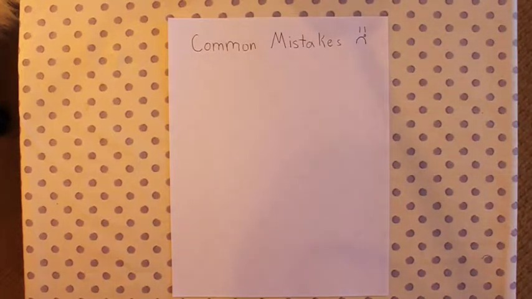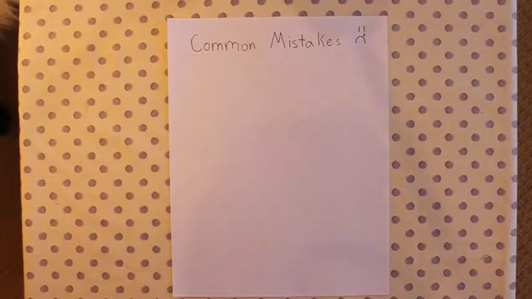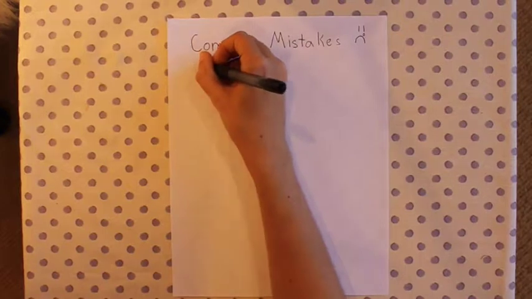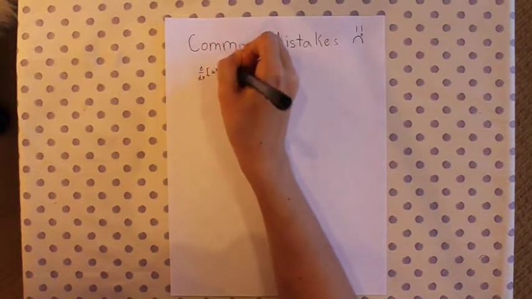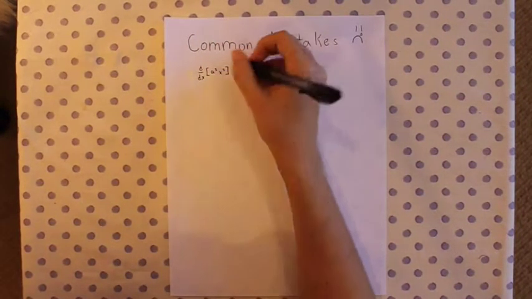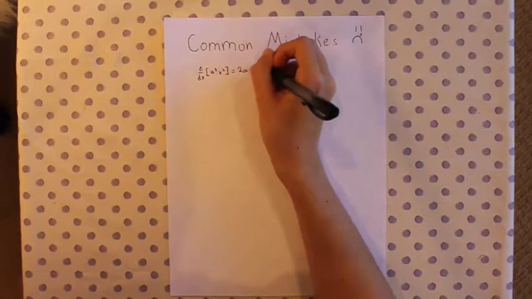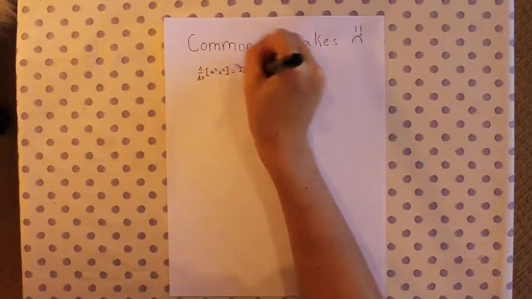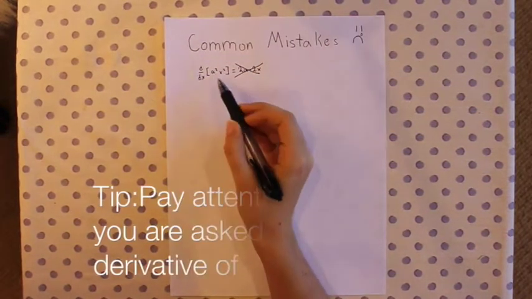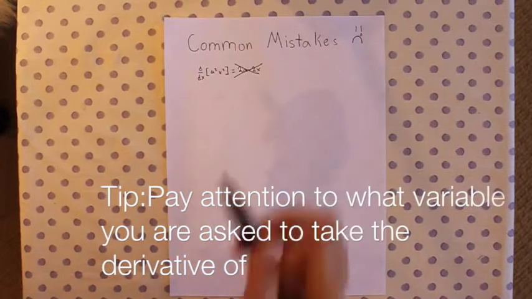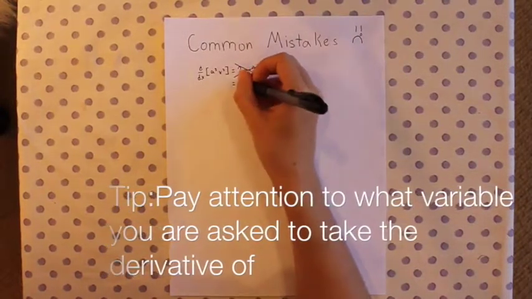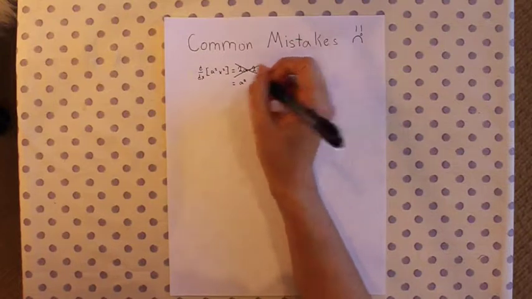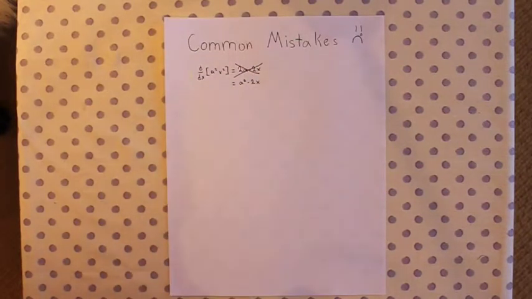The first common mistake is treating a constant like a variable. For example, if you are trying to find the derivative of a squared x squared, some may do 2a times 2x. But this is very wrong because a squared is a constant. So what you actually should be doing is keeping a squared the same and just doing the power rule of x squared, making the final solution 2a squared x.